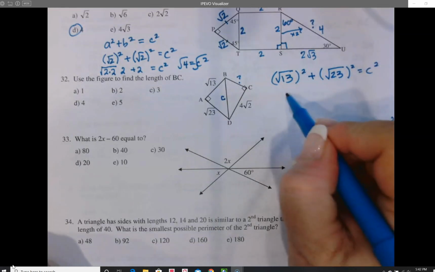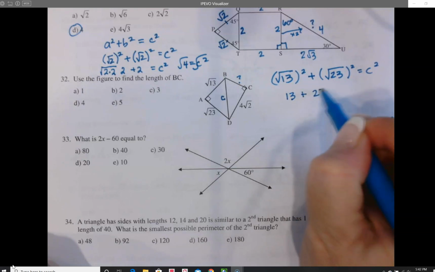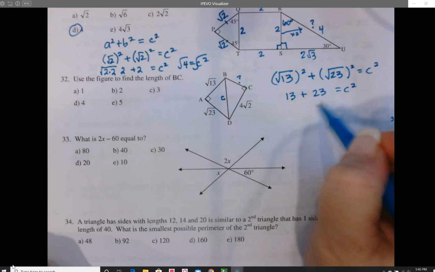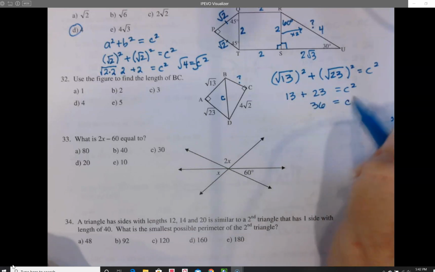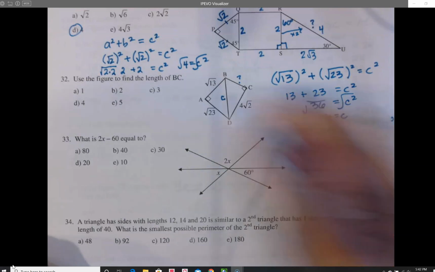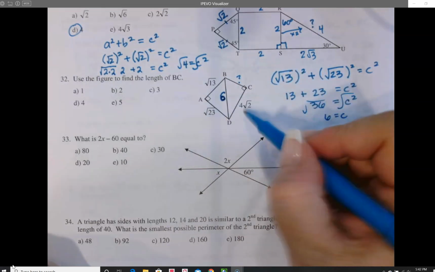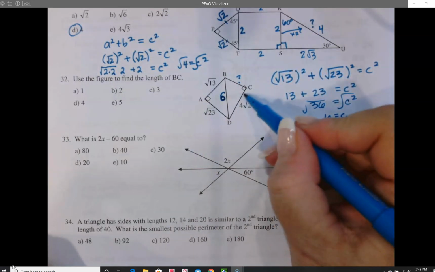So square root of 13 squared is 13, plus square root of 23 squared is 23. So altogether that's 36. So at least they were nice. They gave us a nice round answer for our c right here. So I'm just going to write over top of that. That's a 6. And now I've got another right triangle.